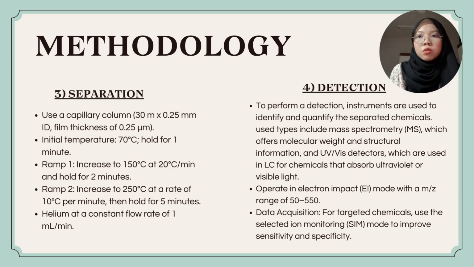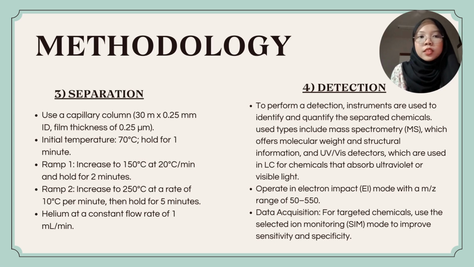First, we need to use a capillary column, and the initial temperature must be 70 Celsius and hold for 1 minute. Then for ramp 1, the temperature will increase to 150 Celsius at 20 degrees per minute and hold for 2 minutes. And then helium at a constant flow rate of 1 ml per minute.